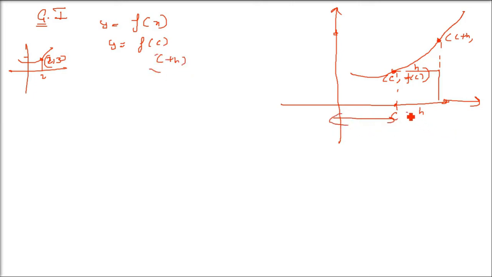This is c, this is h. So this point is c plus h. What is the y point? Of course, put x as c plus h, y is f of c plus h. So now you have the x and y coordinates of both points.